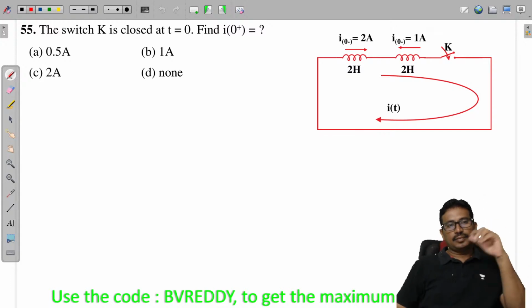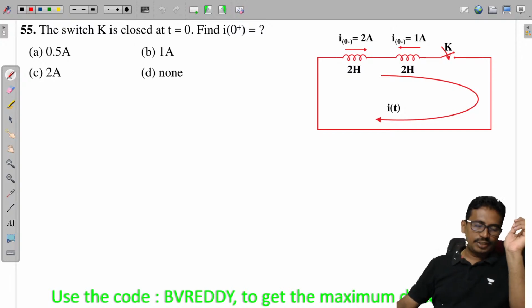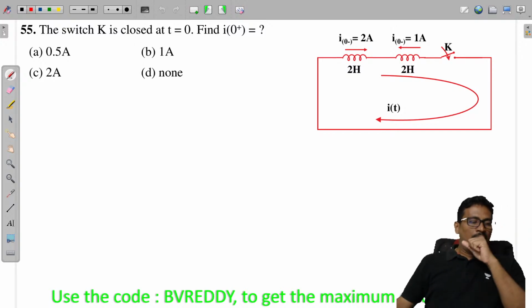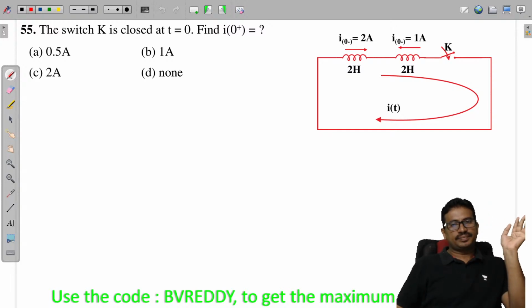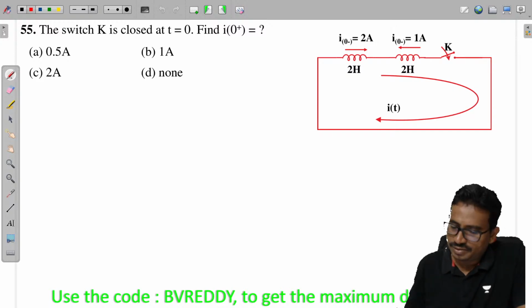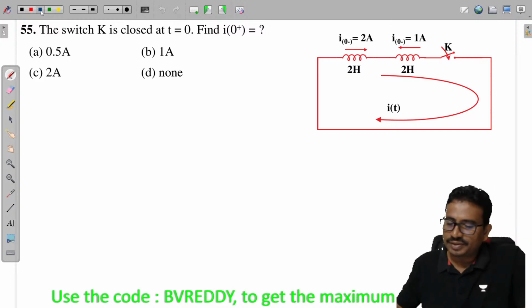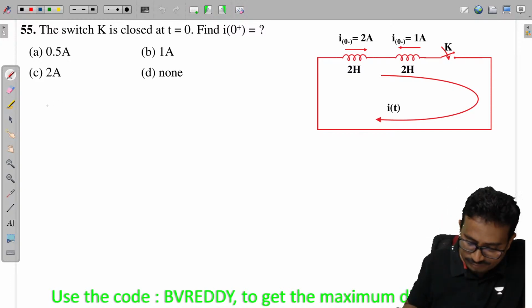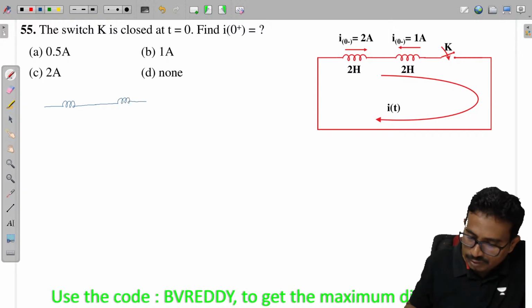Next, the switch is closed at t equal to 0. Find I of 0 plus. They have given the initial currents of the two inductors, right? The two inductors are given like this, and the switch is closed.